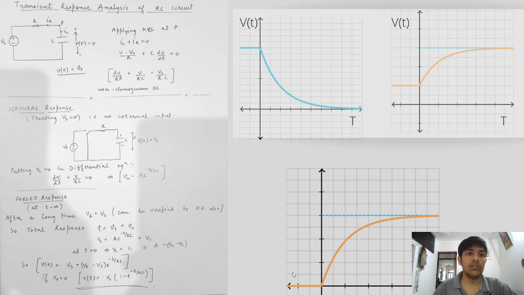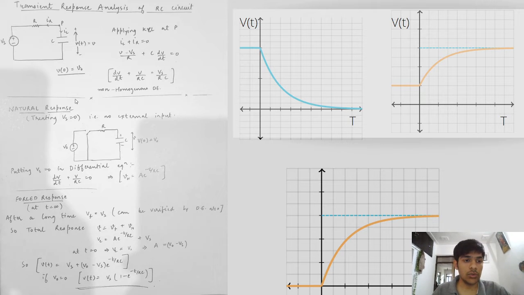So here is a quick derivation of the transient response analysis of the RC circuit, where I have combined the total response as a sum of natural and forced response. As we can see, in natural response, the Vs is treated to be 0, and in the forced response, which is at t equal to infinity, Vf was equal to Vs.